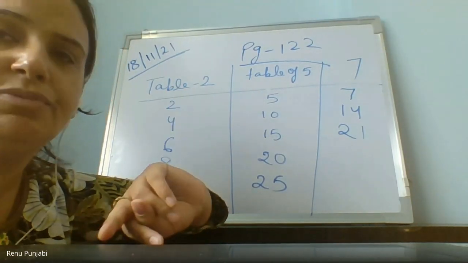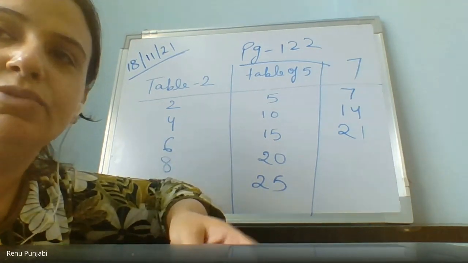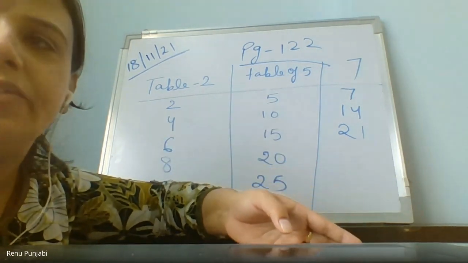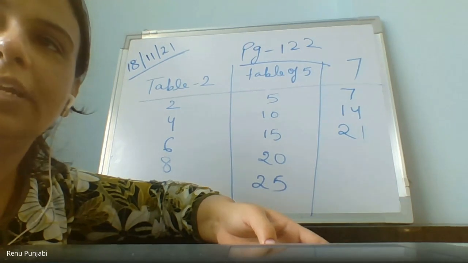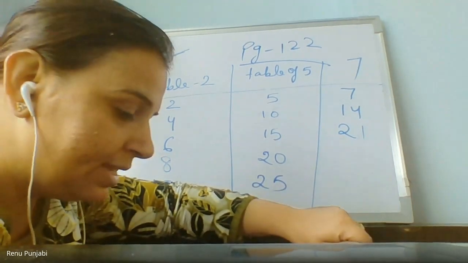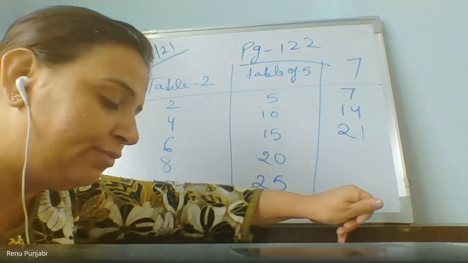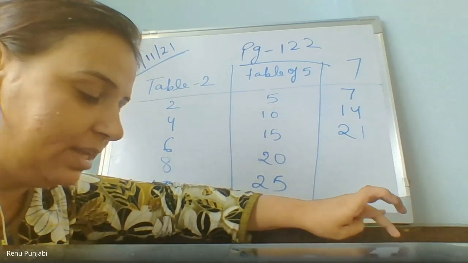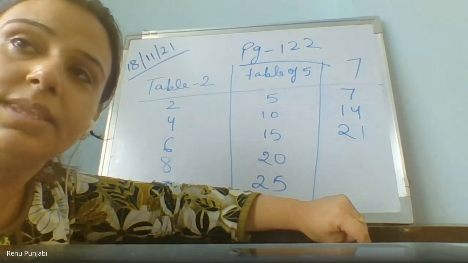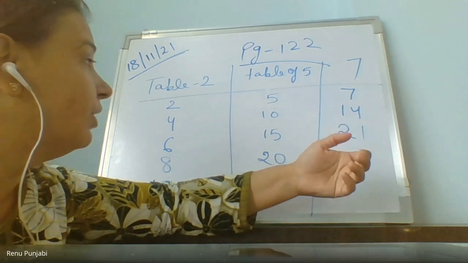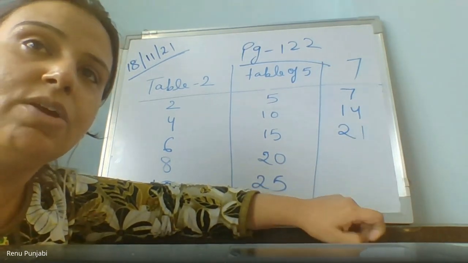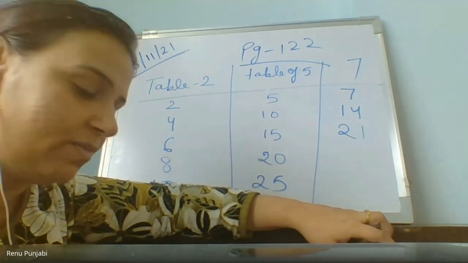If you know the table of 2 and if you know the table of 5, you can easily write the table of 7. Got it? Clear? One more trick is given down. With the table of 4 and table of 3 also you can write the table of 7, which is given down.